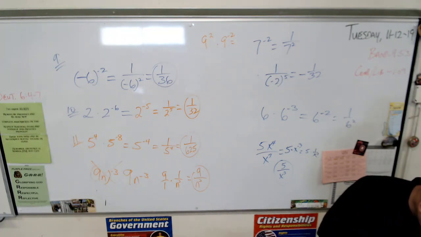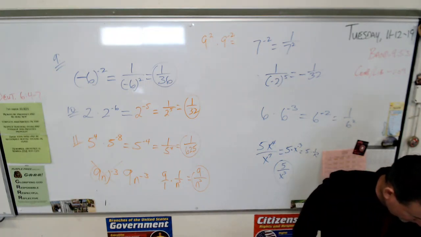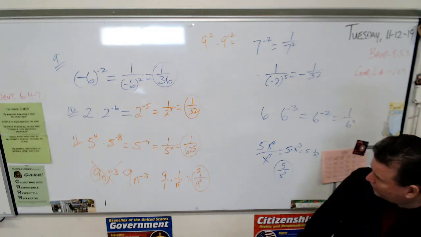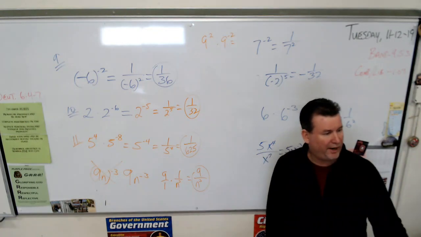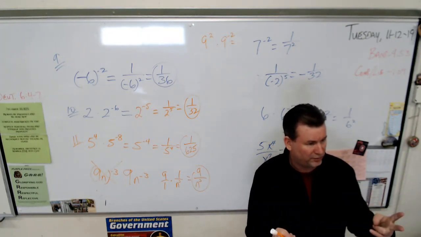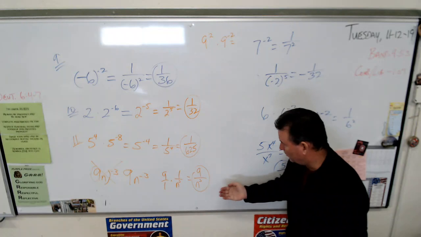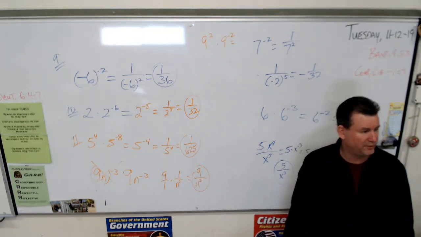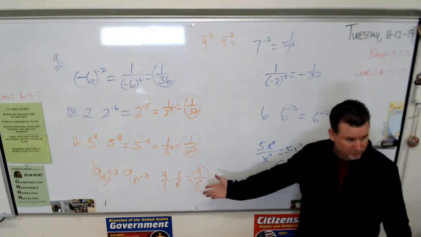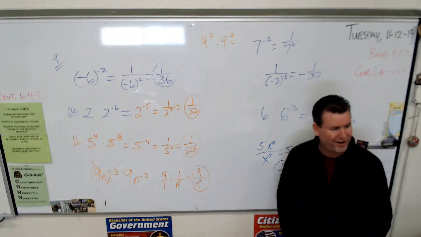After that, what do you do with the 9 over 1? Where are you at? Remember this? In order to multiply fractions, you have to have two fractions. 9 times 1, 1 times n to the third. So 9 over n cubed.